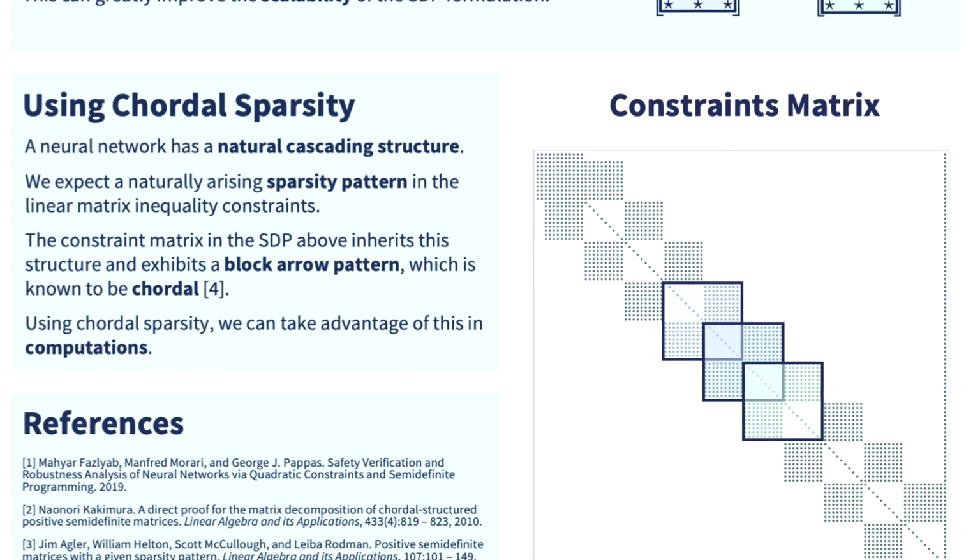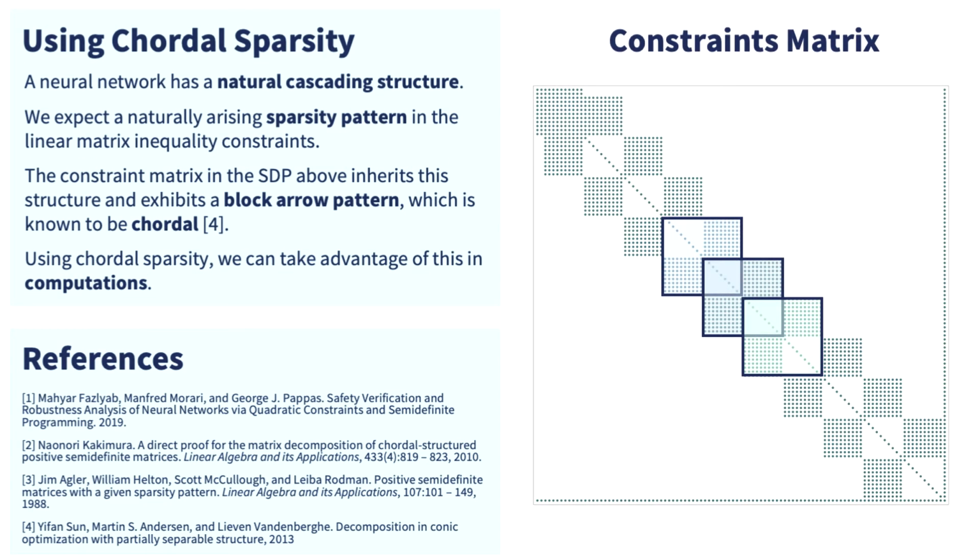Since the neural network has an intrinsic cascading structure, we expect there to be some sparsity in the linear matrix inequality constraints. This structure is shown here, and we can see that it exhibits a block arrow pattern, which is known to be chordal. Therefore, we can use chordal sparsity to greatly speed up the computational time to solve the semi-definite program.